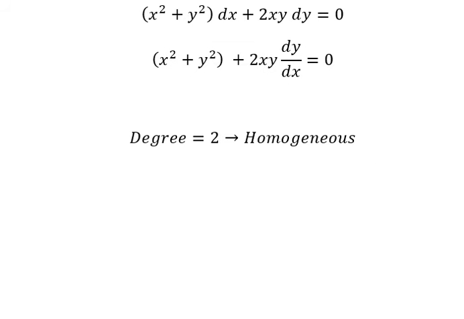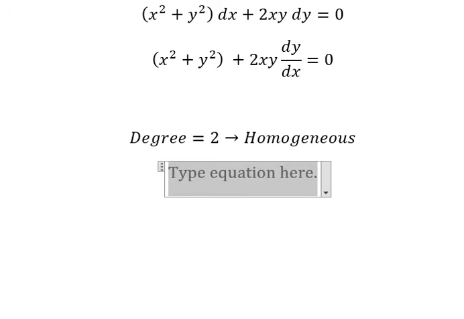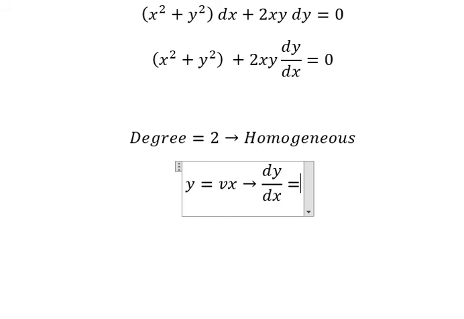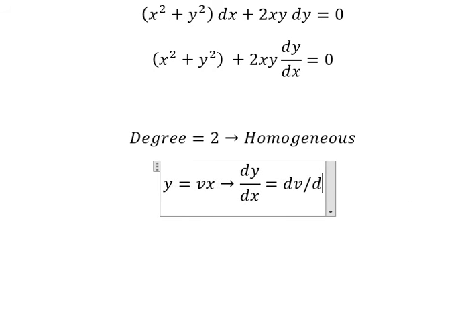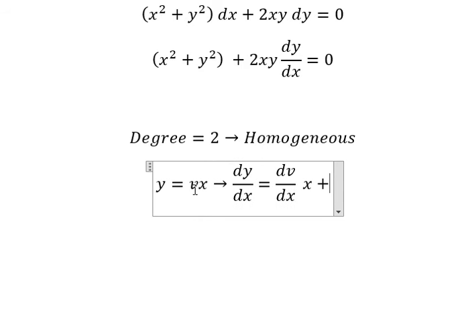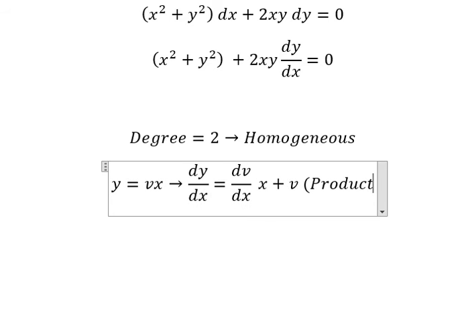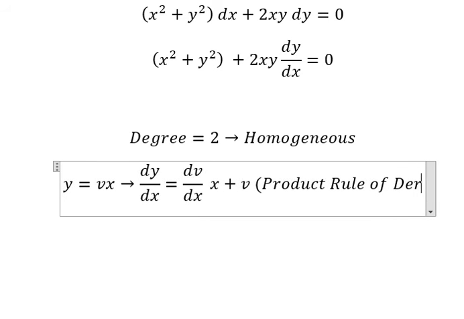Now, I will put y equals vx. Later we do the derivative for both sides. First, the derivative of v, you get dv over dx multiplied by x. Next, we do the derivative of x, you get number 1. So we just have only v. This is the product rule of the derivative.